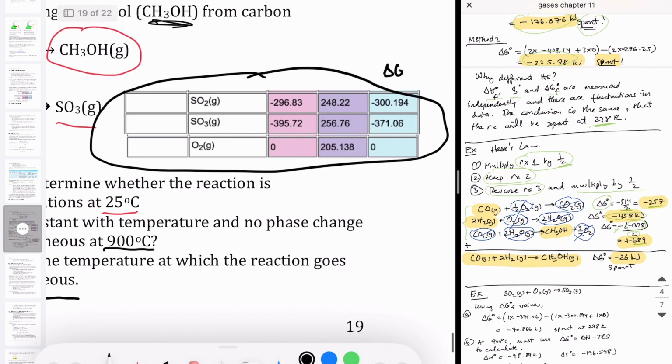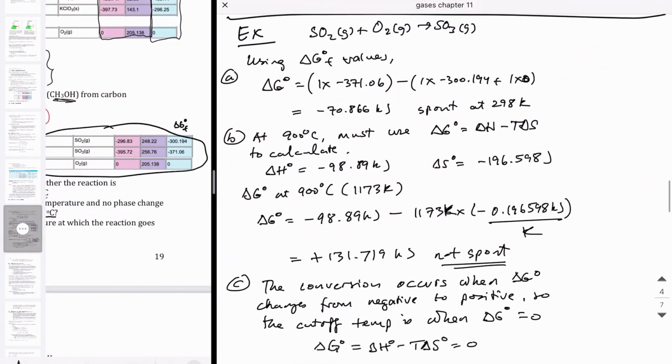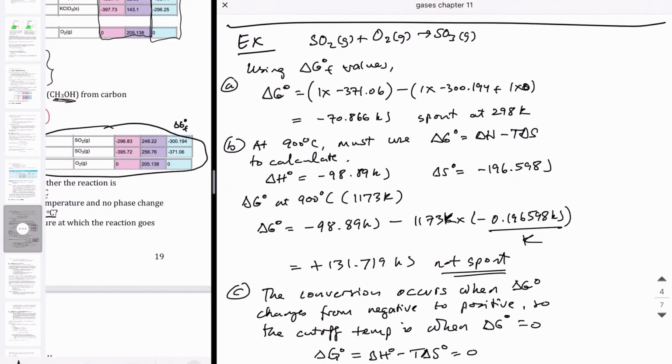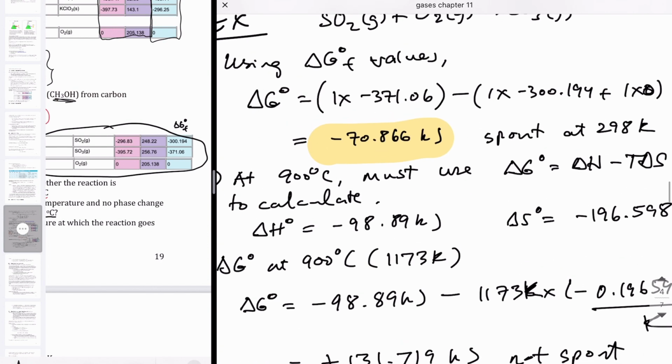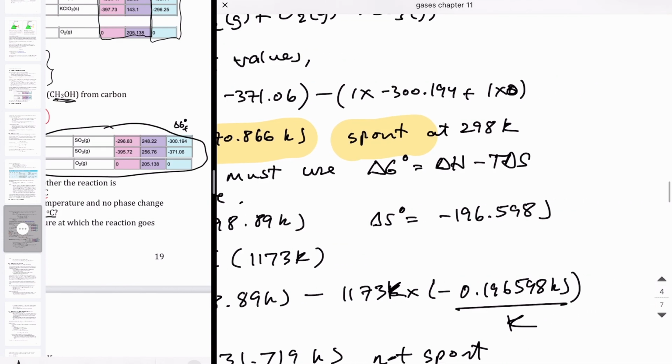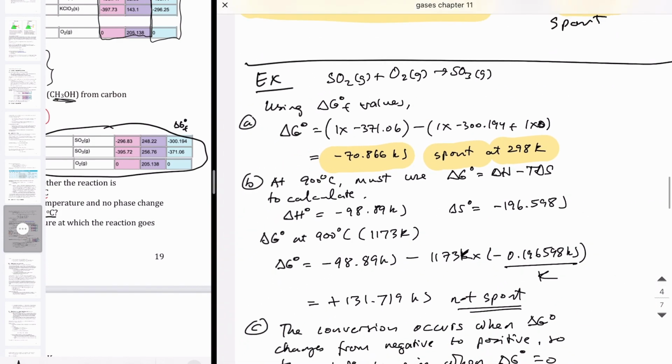And remember that the last column here is the delta G formation value. So I'm just going to use that to make my calculation, because that's the shortest way to get to my delta G value. So let me show you what that number is once I calculate it. And that ends up being negative 70.866 kilojoules, which tells me that the reaction is spontaneous at 298 Kelvin.